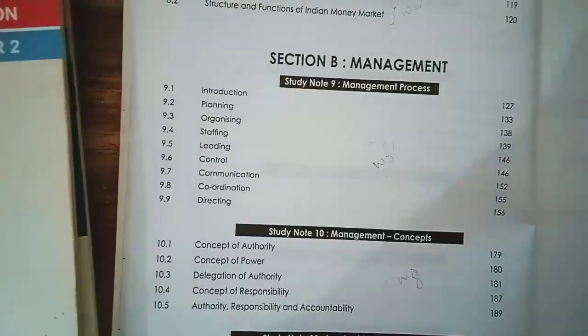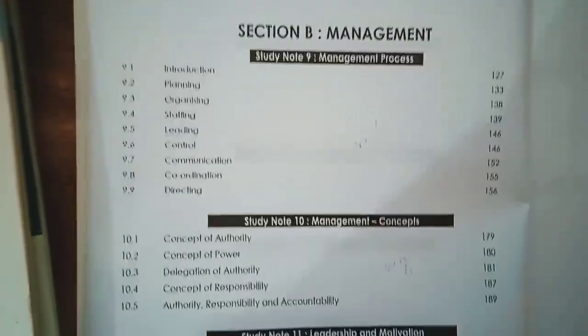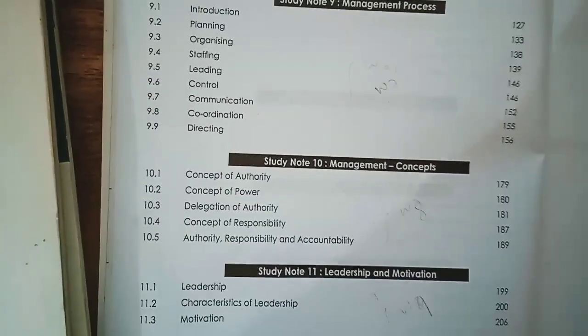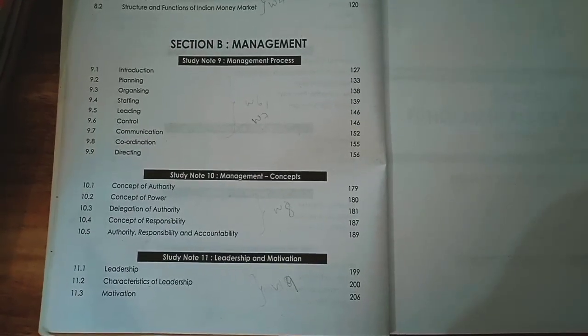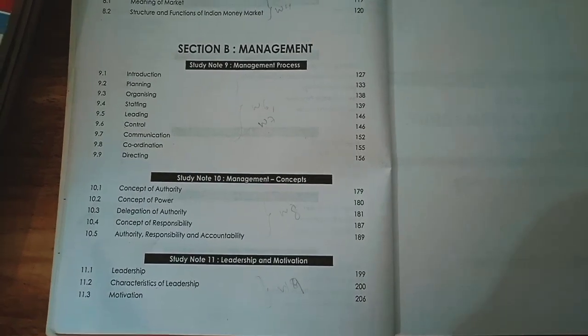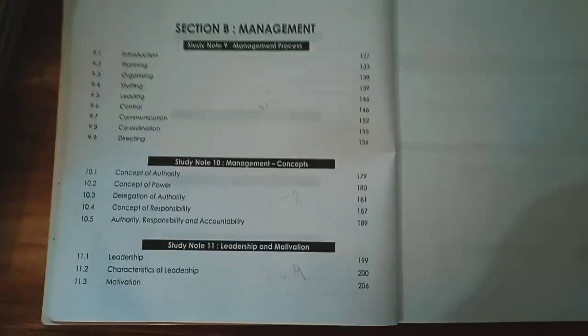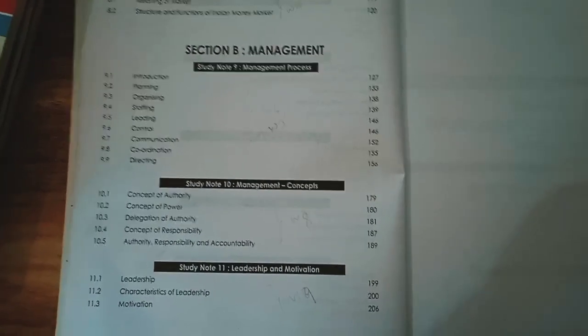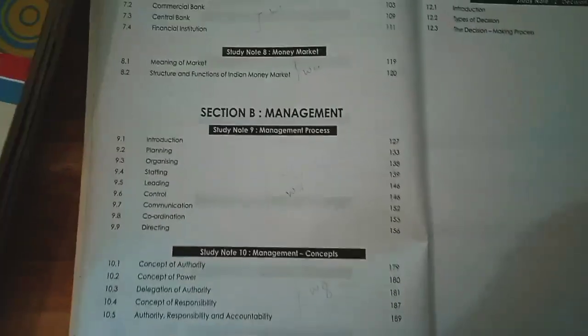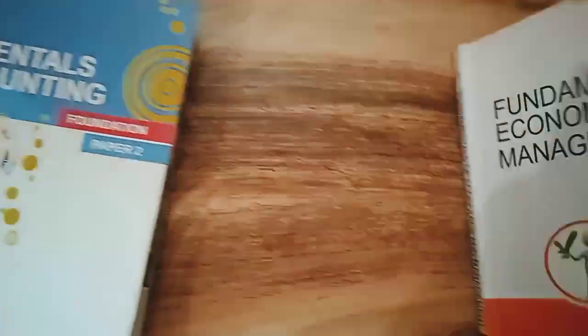Now section B is of management. So you have to study management process, management concepts, that is the basic concepts of management, leadership and motivation, and then decision making. The syllabus of management is also very much equal to that of the syllabus of 11th and 12th of commerce. Again, if you are from other background, you have to study this really very well. Commerce students, no need to worry that much in this particular paper. Okay, so this was all about paper 1 and its syllabus.